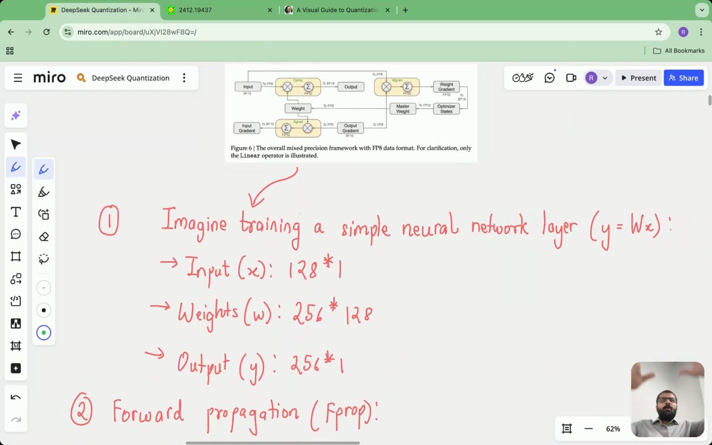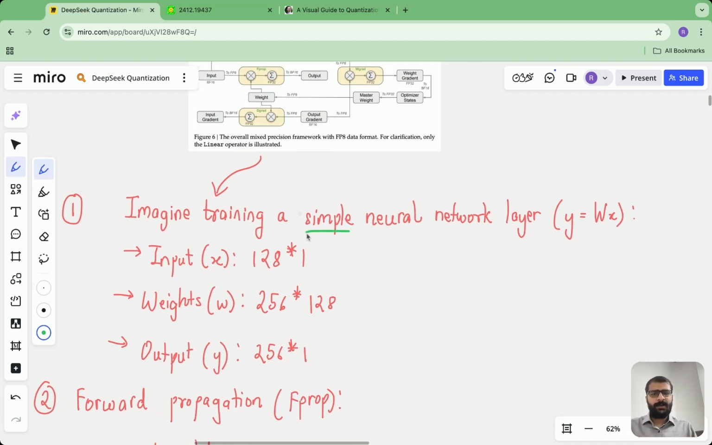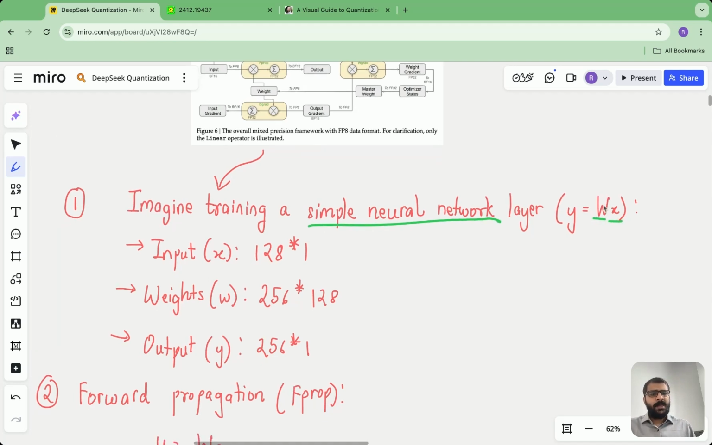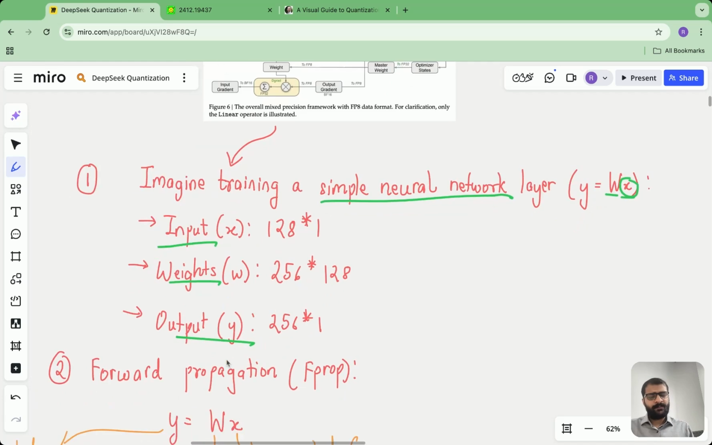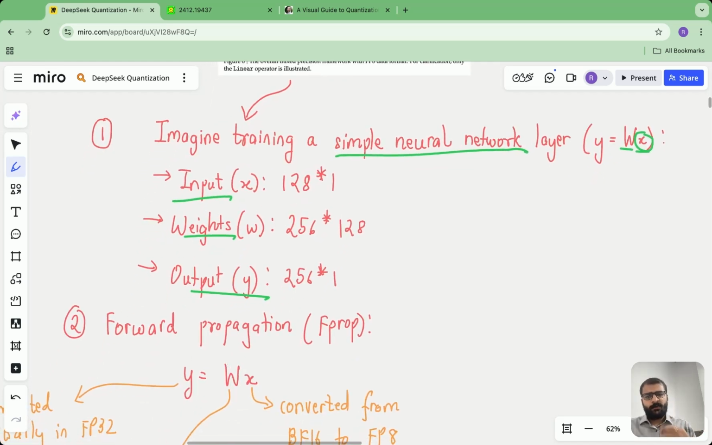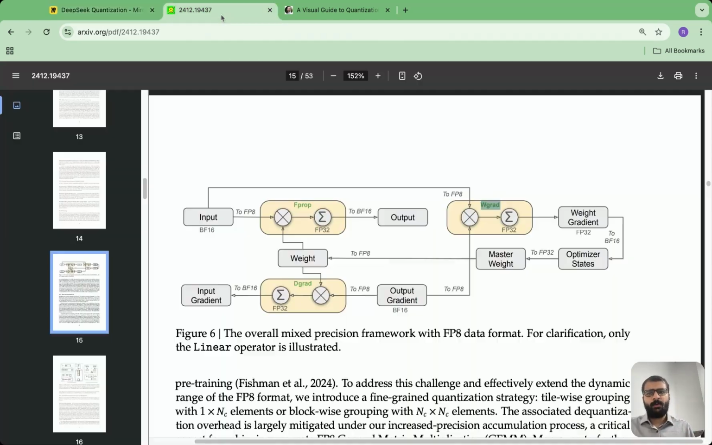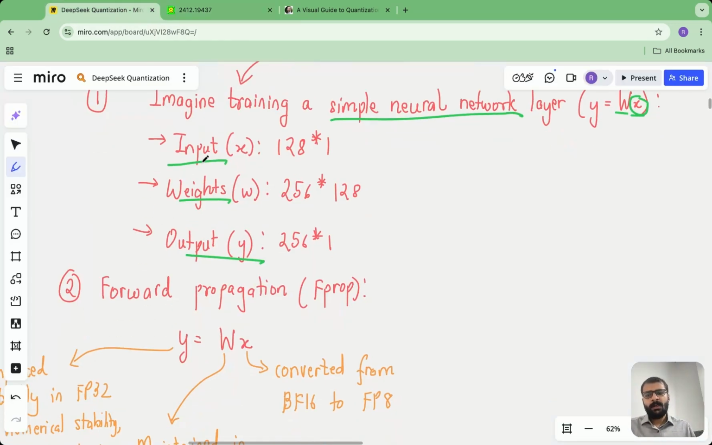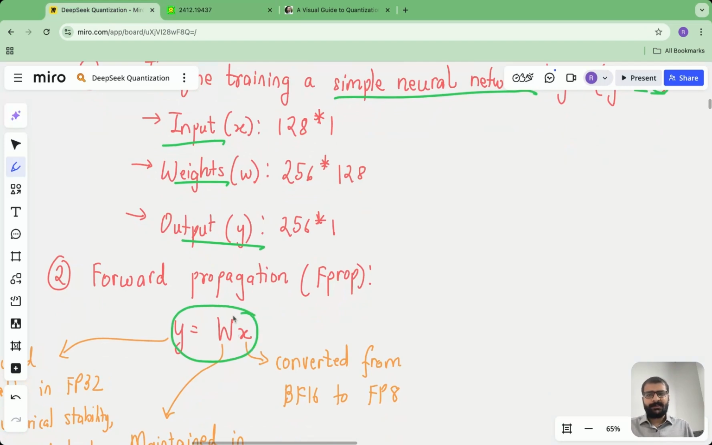When you look at a large language model, there are a number of parameters which get multiplied together. The typical operation which happens in a simple neural network layer is as follows. We have y equal to w times x, where x is the input, w are the weights, and y is the output. So a forward pass or forward propagation, which is referred to as f prop over here, are the operations in which weights are multiplied by inputs. So y equal to w into x.